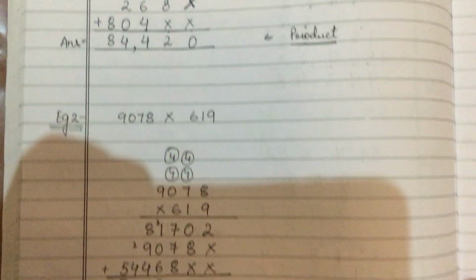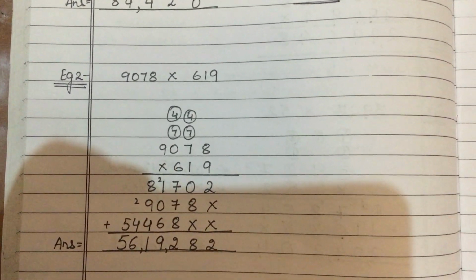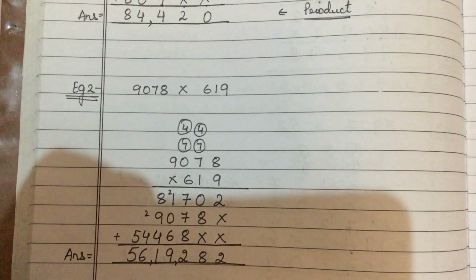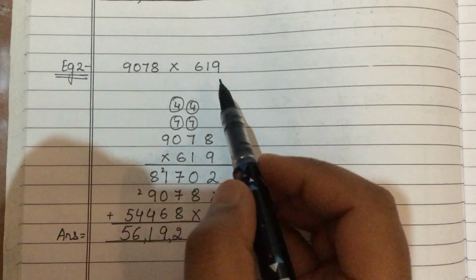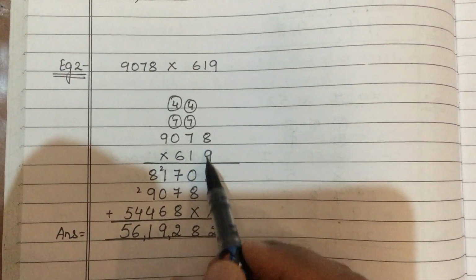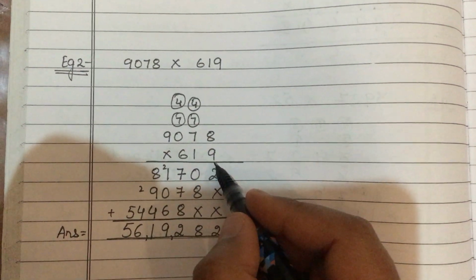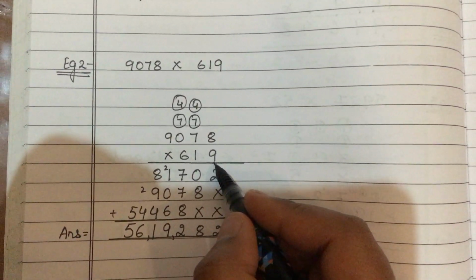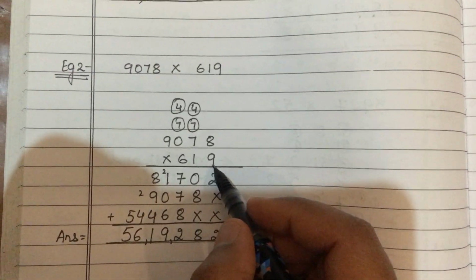Alright children, let's do it again with one more example. Now the question is 9078 multiplied by 619. Let's write the multiplicand here on the top and below that the multiplier. Now we will start from the ones digit, the digit which is sitting at the ones place.